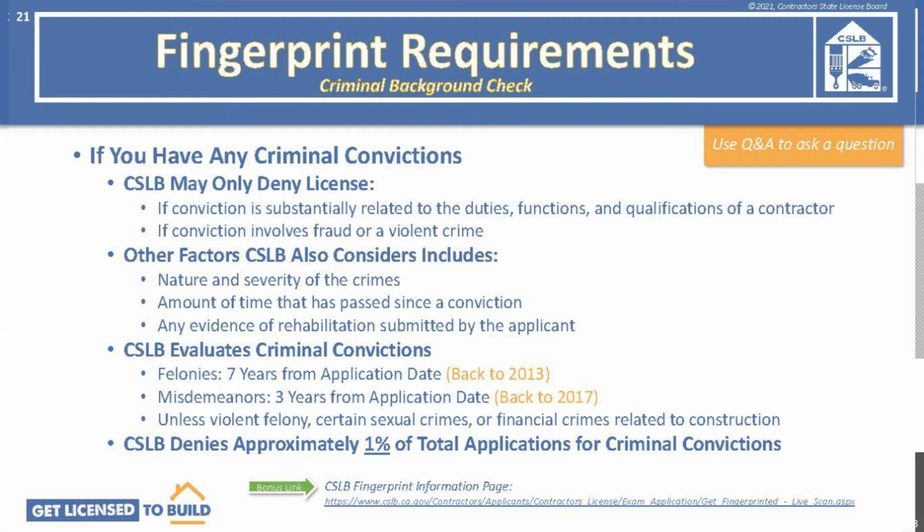CSLB evaluates felony criminal convictions within 7 years of the application date. So for applications filed this year, we would look back to 2014. For misdemeanor criminal convictions, we would look back 3 years of the application date, back to 2018. That's unless the convictions are for a violent felony, certain sexual crimes, or financial crimes related to construction. CSLB denies only 1% of the total applications we get based on the criminal convictions. You'll also note the bonus link on our fingerprint information page.